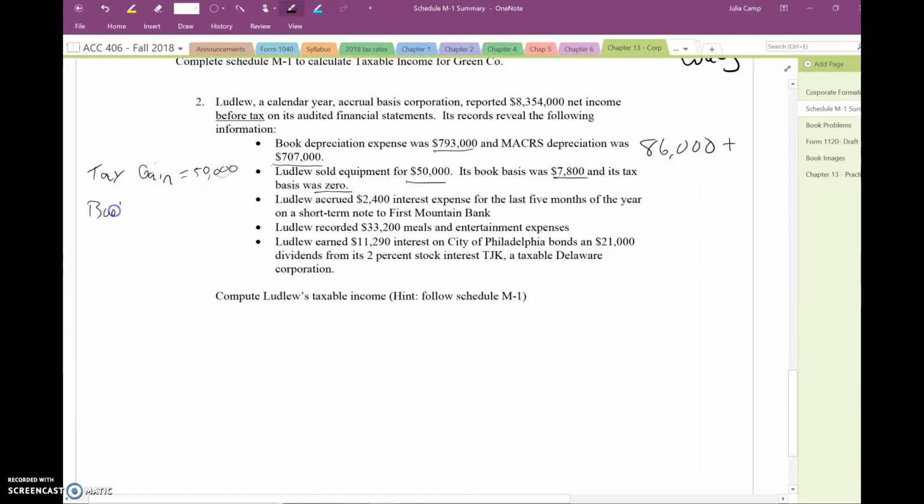The book gain equals 50 minus 7,800, whatever that is. It actually doesn't matter. 50 minus 7,800 is 42,200. But it doesn't matter. The difference between this and this is 7,800, right? So you have 7,800 more gain for tax purposes than you do for book. Tax gain was 50,000 minus 0. So that means you have additional income, right? So you have additional income because it's additional gain.